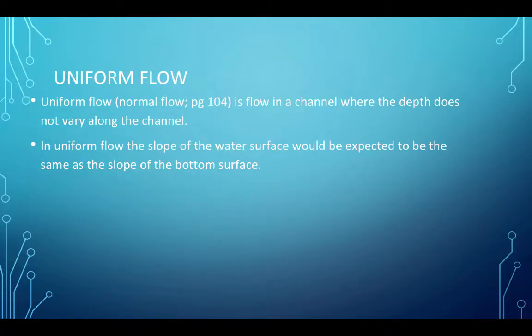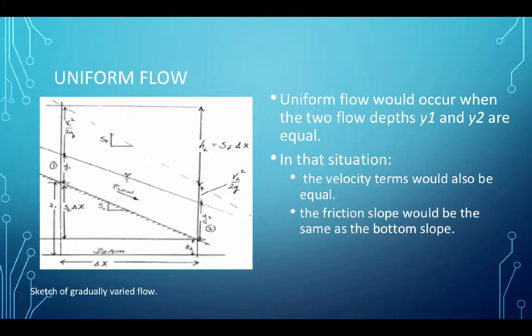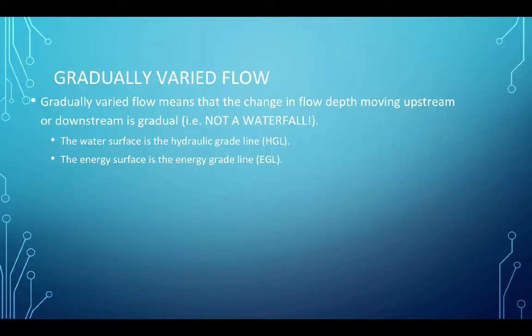So uniform flow is flow in the channel where the depth does not vary along the channel. In uniform flow, the slope of the water surface is the same as the slope of the bottom surface, which is the same as the slope of the energy grade line. We've seen this diagram last time. Uniform flow in this diagram would be the case where the depths y1 and y2 are equal. In that situation, the velocity terms would also be equal, and the friction slope would be the same as the bottom slope. Gradually varied flow, however, that's not the case.